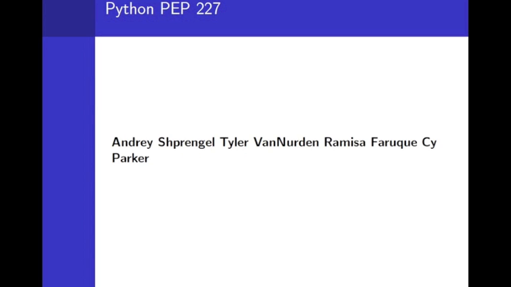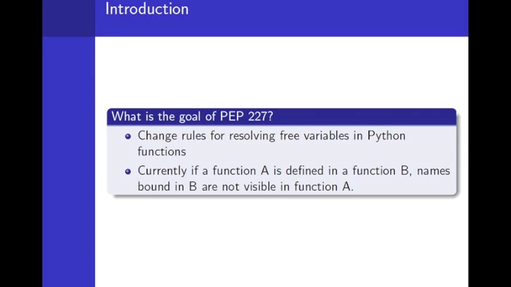We're here to present Python PEP 227. So what is the goal of Python PEP 227? Python PEP 227 introduces lexical scoping to nested functions. The next slide will have an example showing you exactly what that means.